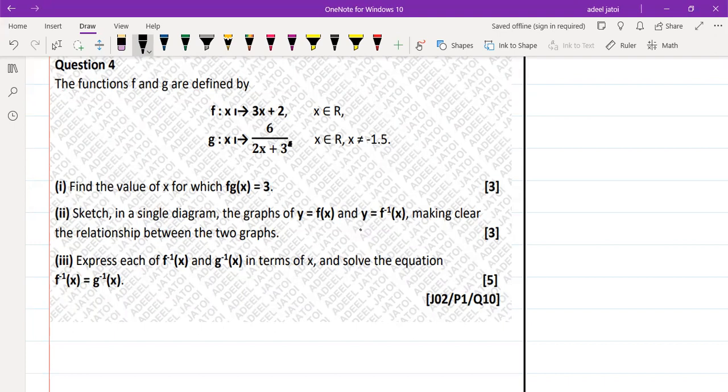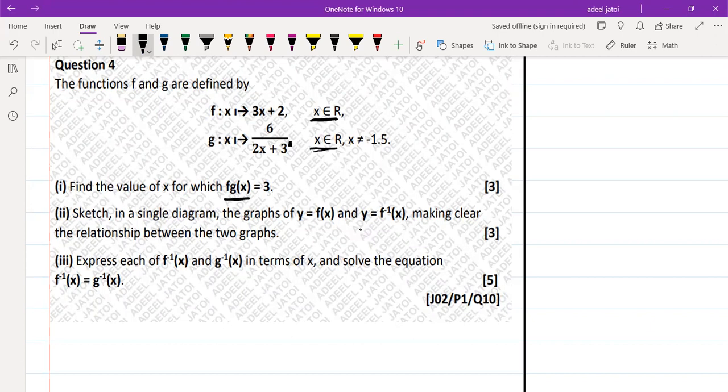For the normal function f(x), x is an element of the real numbers. For g(x), the function is undefined when x is -1.5, which means if I substitute -1.5 for x, 2x + 3 becomes -3 plus 3, which is 0. Anything divided by 0 is obviously undefined. Find the value of x for which fg(x) is equal to 3.